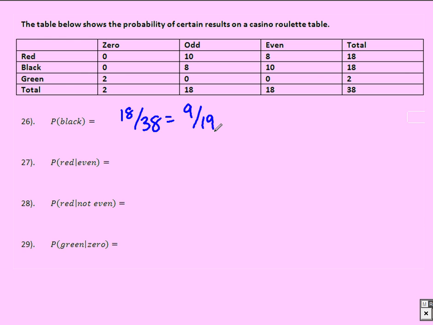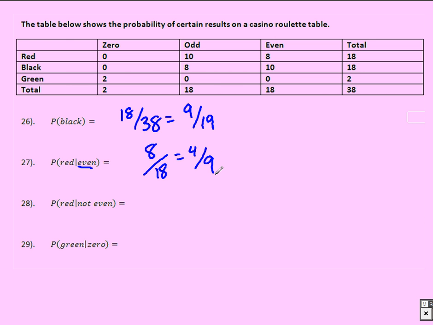27, the probability that it's a red, given that it was an even number. So here's all the evens. There's 18 evens on the board. What's the probability that it's a red? Well, that's 8 out of 18, which would be 4 out of 9.